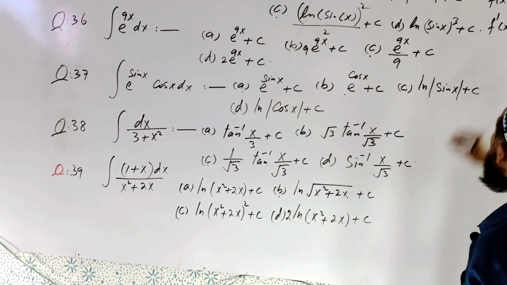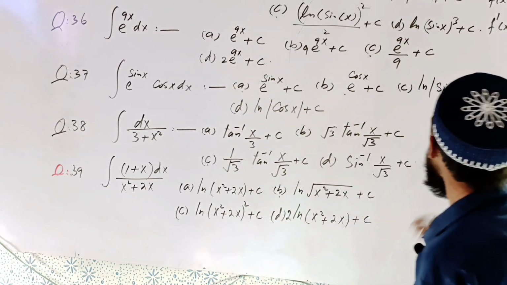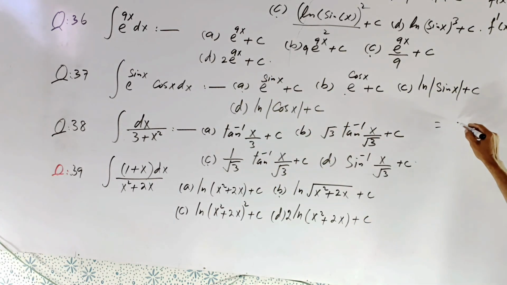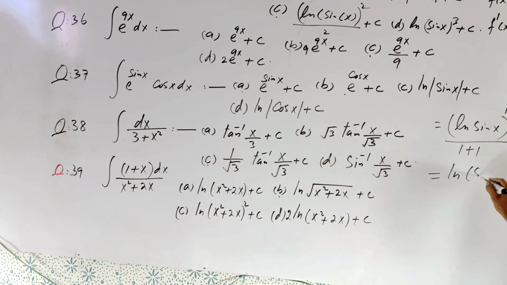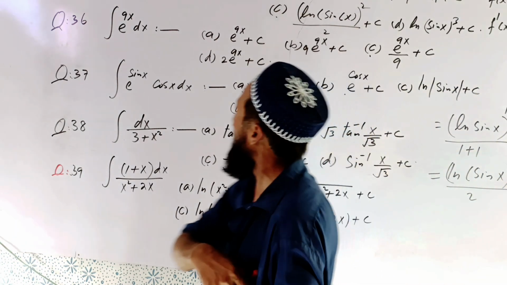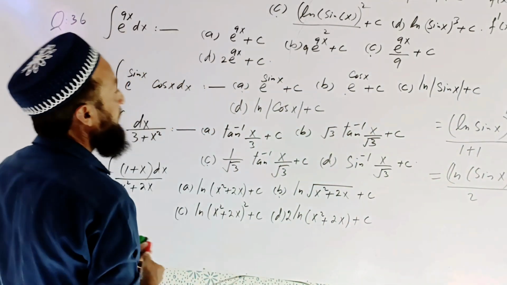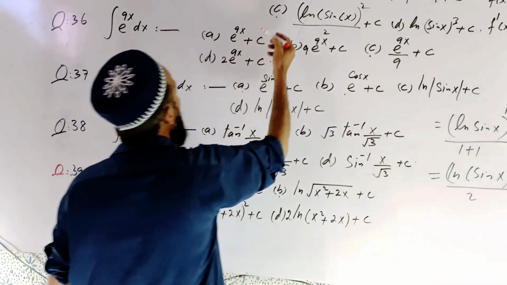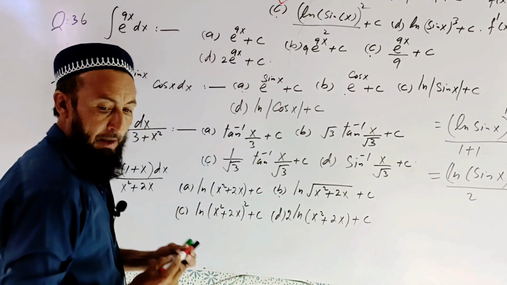So look here, this result is available, so we can write according to the rule, f of x to the power 1 plus 1 divided by 1 plus 1, that is 2, plus c. So log of sin x as a whole to the power 2 divided by 2 plus c. So look here, option C is the correct option. According to the rule and formula we have used here, C is the correct option.